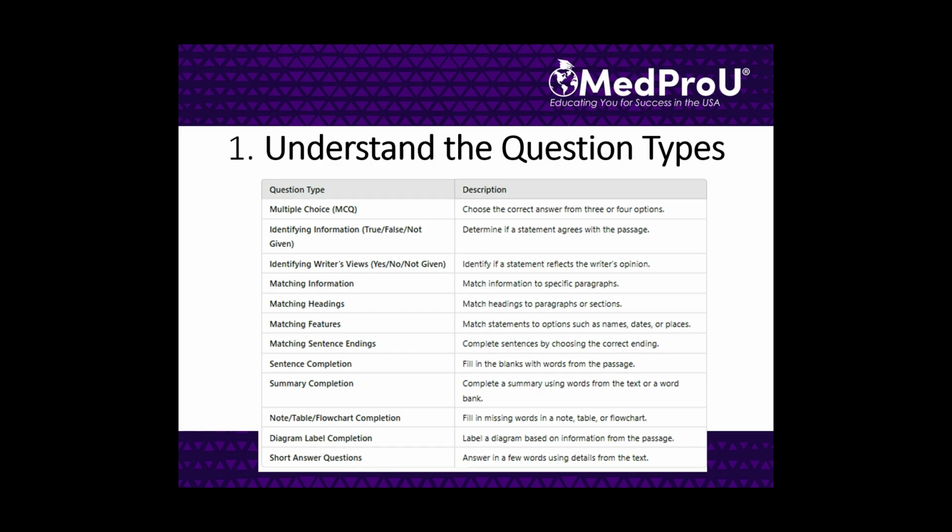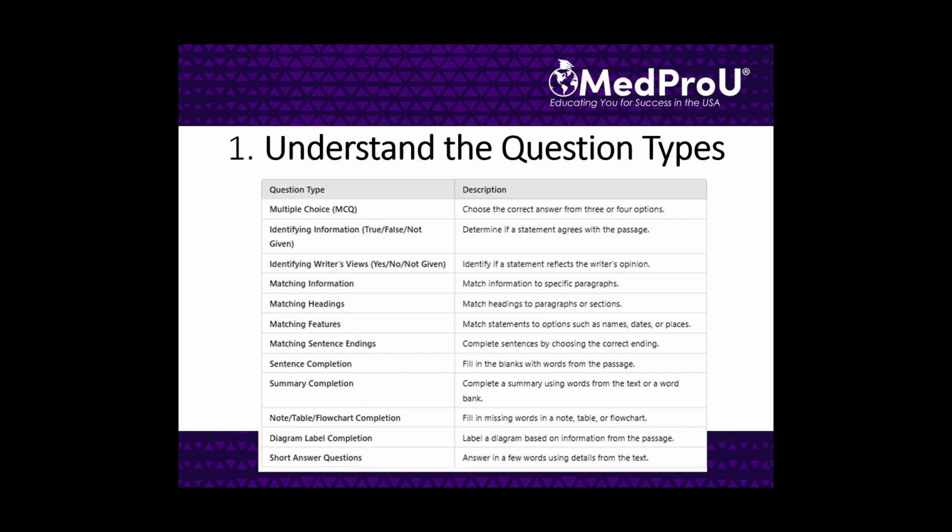We also have yes, no, not given. One common mistake with people is that instead of writing true or false, they use yes or no. You have to be familiar with the directions. Read the directions. If you write Y or N or T or F, that is incorrect. You have to identify if the statement reflects the writer's opinion. Matching information: we have matching headings and matching features. We also have matching sentence endings.